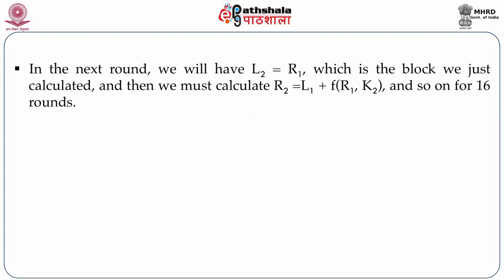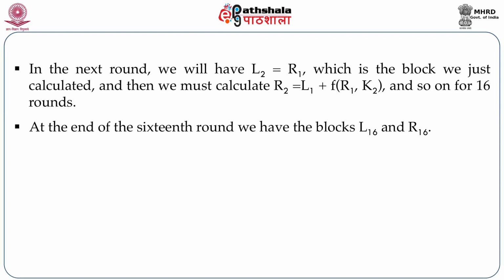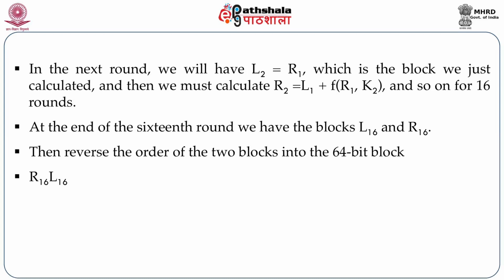And in the next round, the same way we have to perform L2, which is equal to R1, and then we have to calculate R2, which is nothing but L1 exclusive OR with a function output. That function works on R1 and K2. Repeat this for the 16 rounds. At the end of the 16 rounds, we will have L16 and R16. Reverse the order of the block. That means take R16 first and then L16.